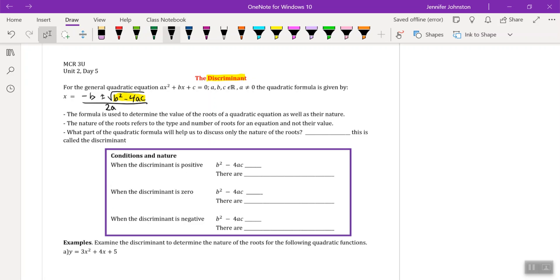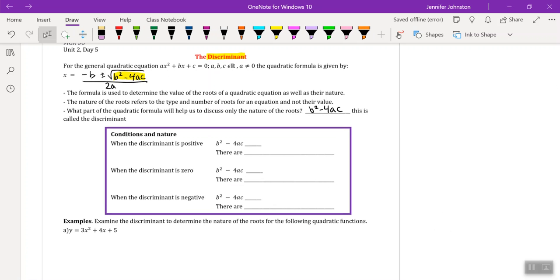Let's figure that out. This part of the quadratic formula, the one that's highlighted, is going to help us figure that out. This is b squared subtract 4ac, and that's what we call the discriminant. So when the discriminant is positive, so when we get something that's positive underneath the square root sign, bigger than 0, there are going to be 2 distinct real roots. That would look something like this, where it would be crossing the x-axis at 2 different places.